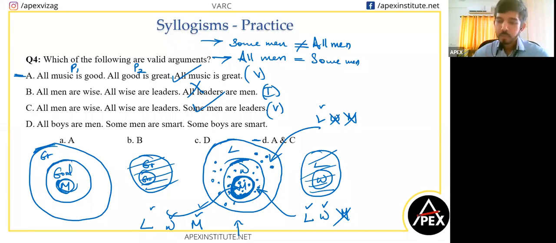Yeah, a few more doubts coming in. Only some men are leaders is wrong. This one, is it? No, but some men are leaders, no? These are the men who are inside this circle. Okay.